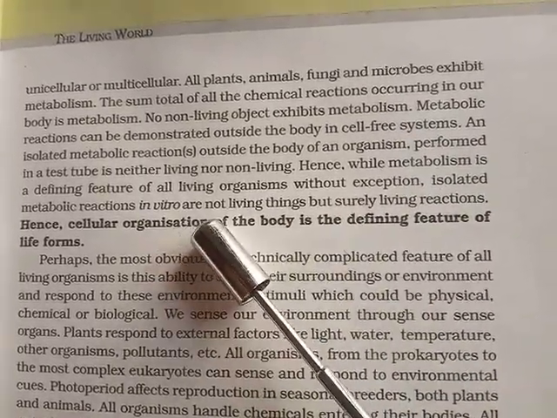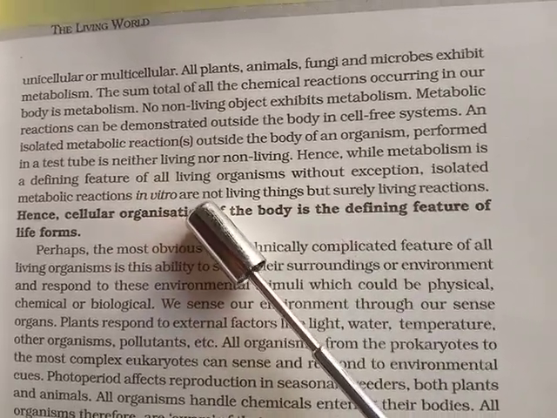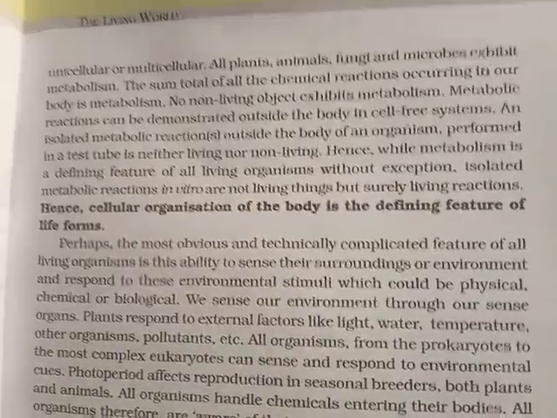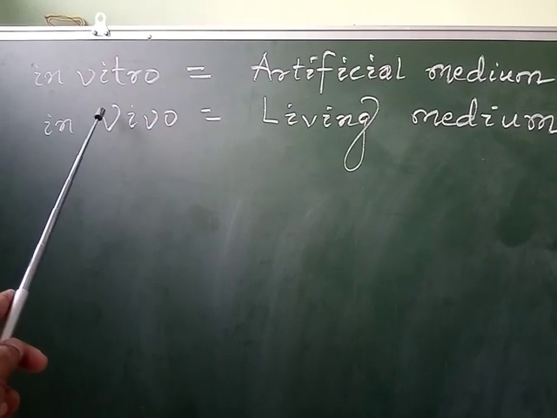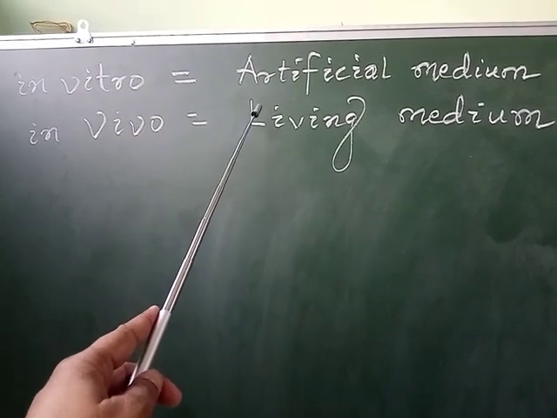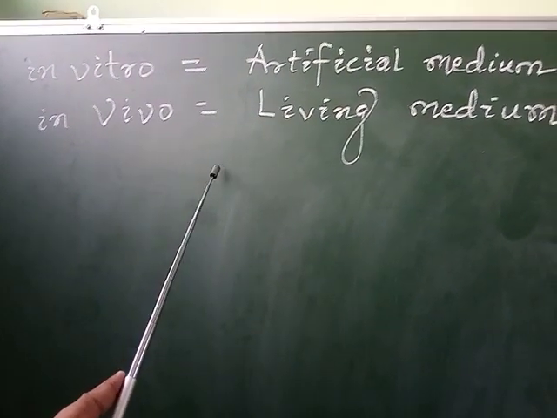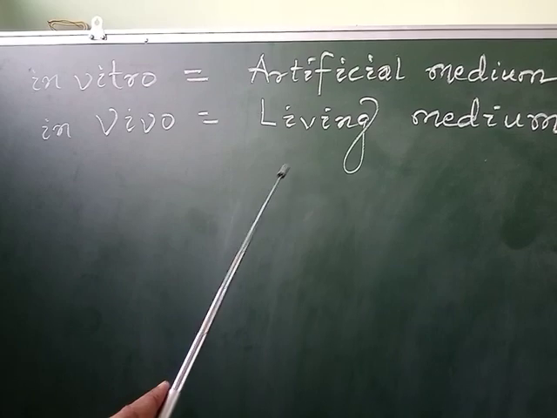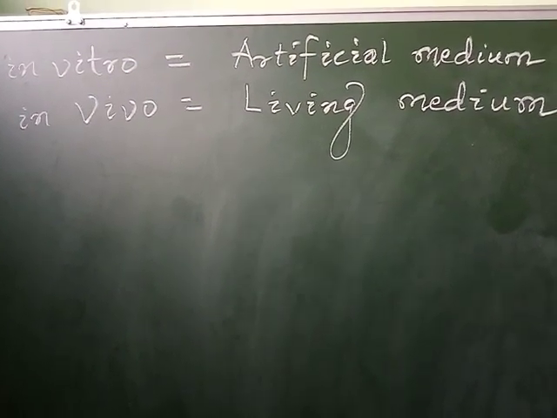So, in vitro means the reaction is taking place in an artificial medium, whereas in vivo means the biochemical reactions are occurring within the life forms or living medium.